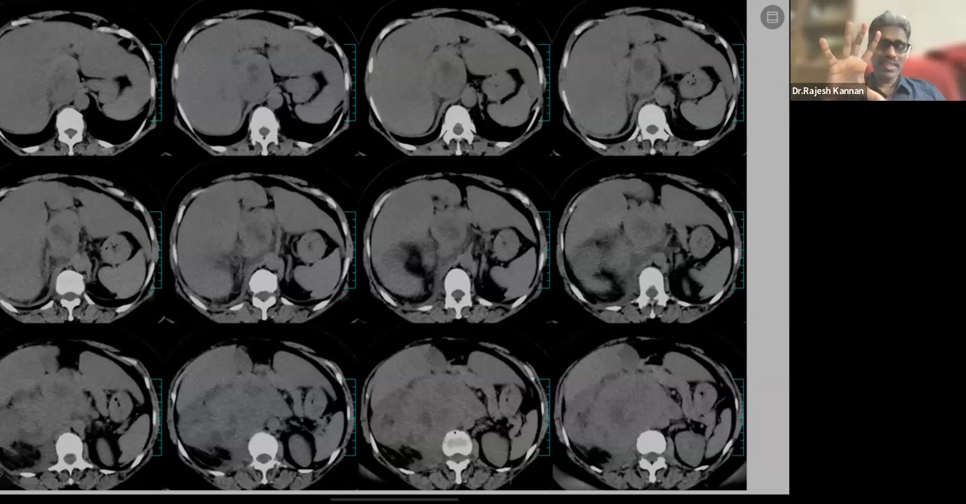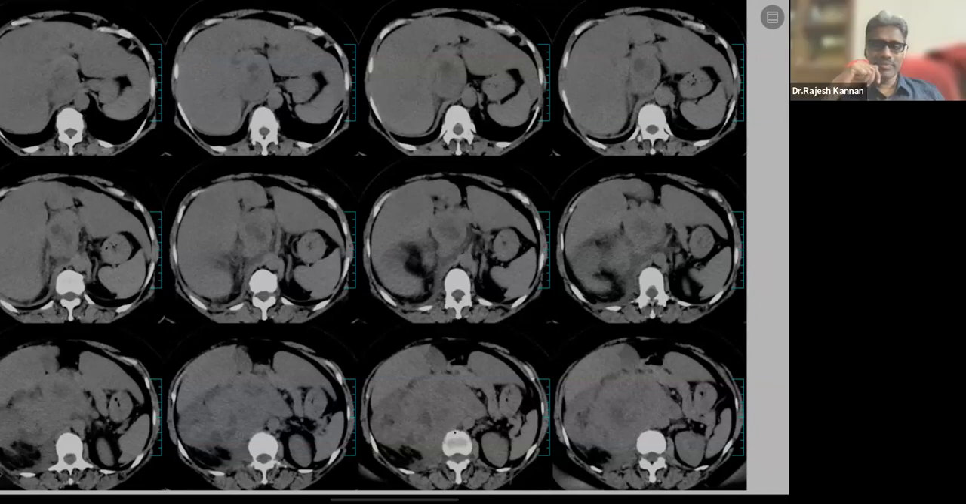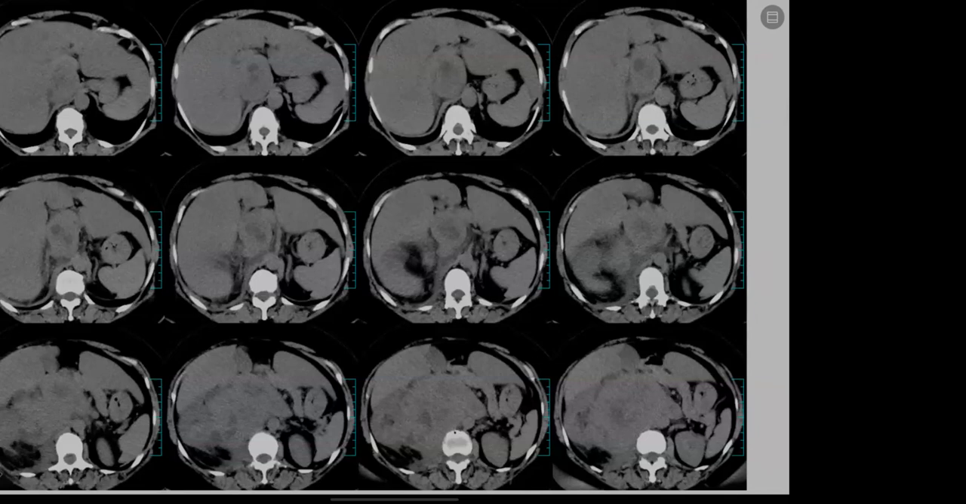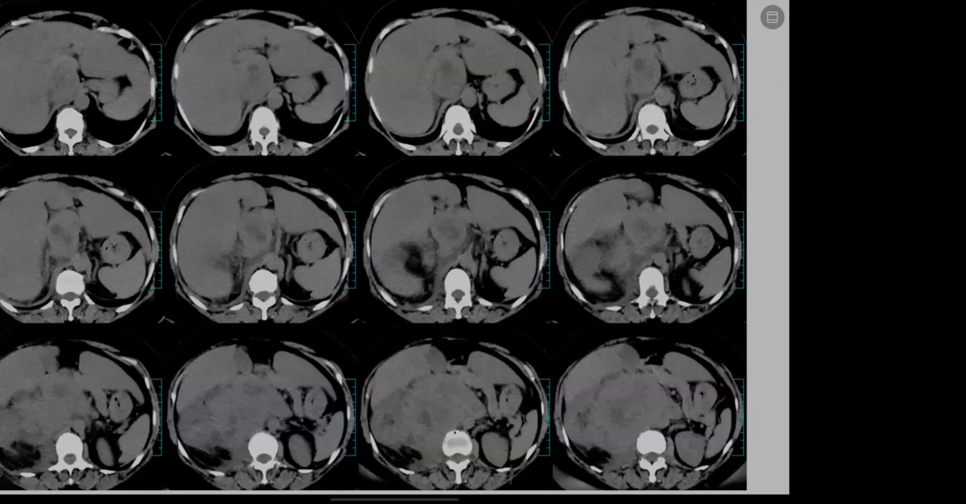Now, what are the other things you have to look at in a plain scan? The extent of the lesion you can see in the post contrast also. On a plain scan, what are the things you have to look at? There is no calcification, sir. Very good. There is no fat content. Yes, good. And some necrotic appearing areas are there, sir. Yes, there are central hypodense areas which may represent necrosis. What else do you have to see in a plain scan?